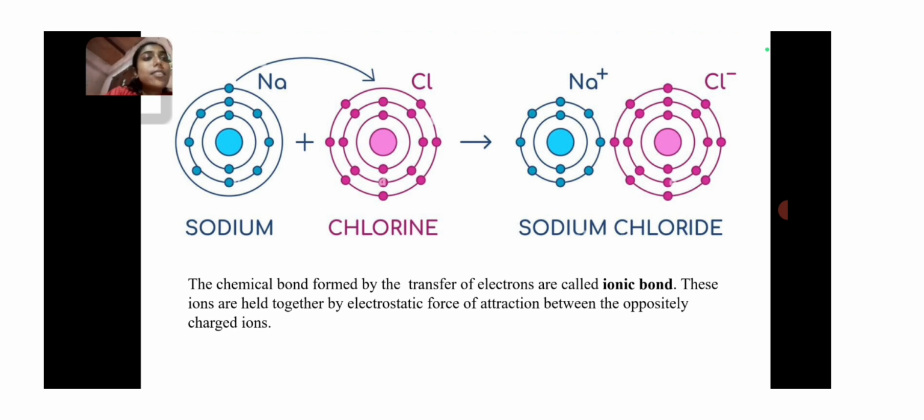If we consider another atom, fluorine, we know the electronic configuration of fluorine is 2, 7. The atomic number is 9, and fluorine has 7 electrons in its outermost shell. In order to attain stability, either fluorine has to lose 7 electrons or it has to gain 1 electron.